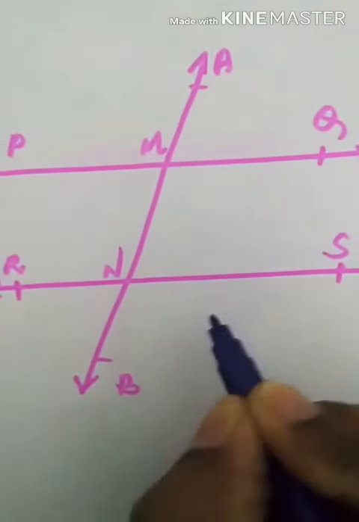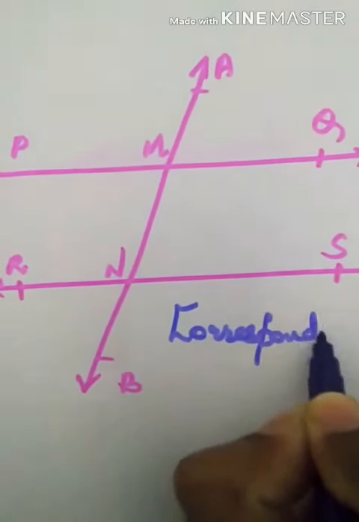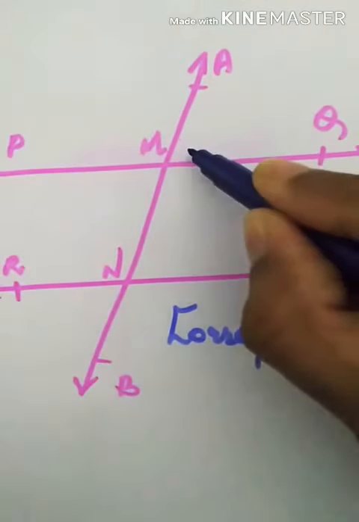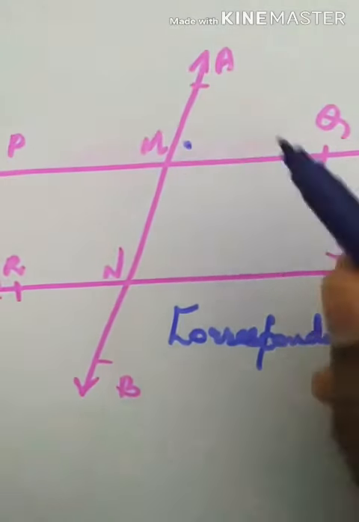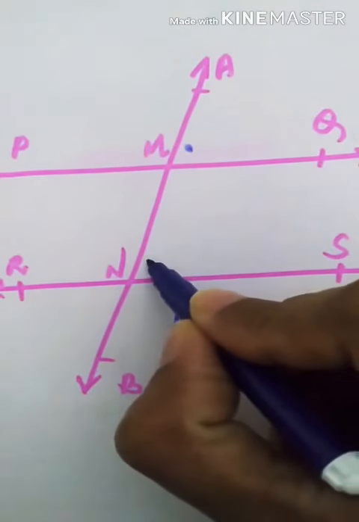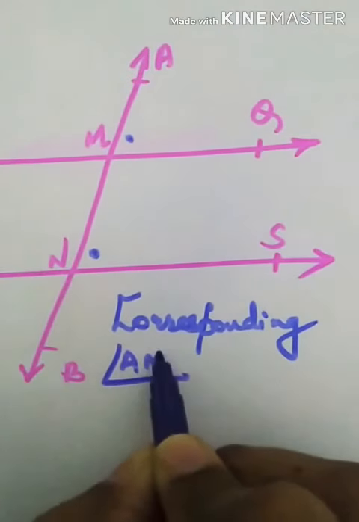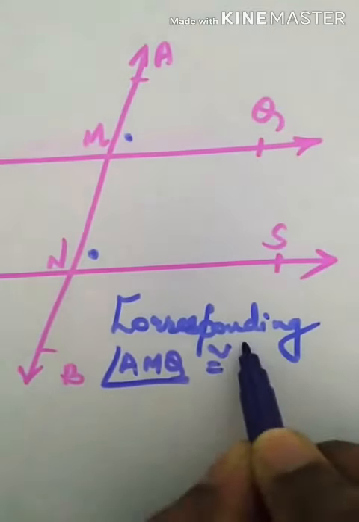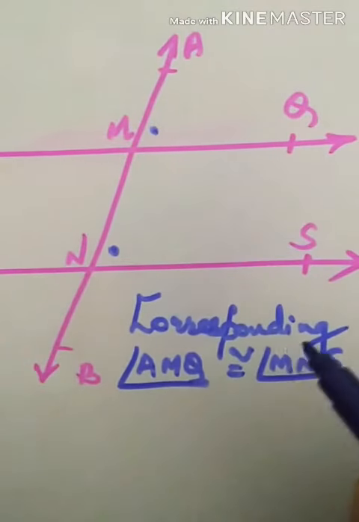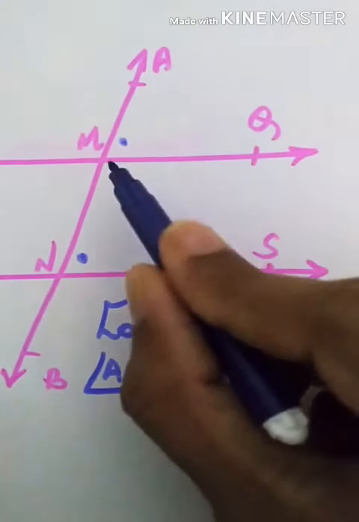Which are the corresponding angles? The corresponding angles are angle AMQ, that is, I'll highlight this angle AMQ, and angle MNS. You will not take the neighboring one, the third one, MNS. So we will write angle AMQ congruent to angle MNS. Corresponding angles are congruent. Now similarly, the other pair of corresponding angles are angle QMN.